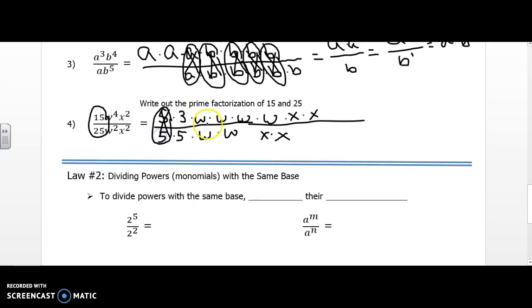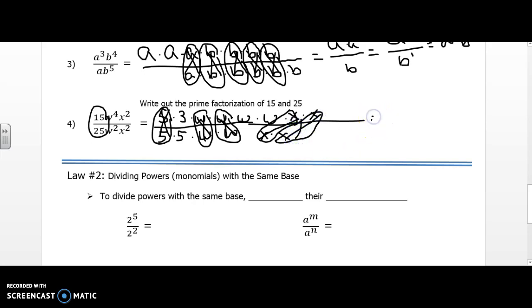Well, if I go ahead and take a look, these 5's right here, they're going to cancel out and go away. That's a pair. I got a pair of w's right here. Cancel out and go away. I have a pair of w's right here. Cancel out and go away. And then for x's, I got a pair of x's right here. Those are going to cancel out and go away. And then I have a pair of x's right here. And once again, those will cancel and go away.